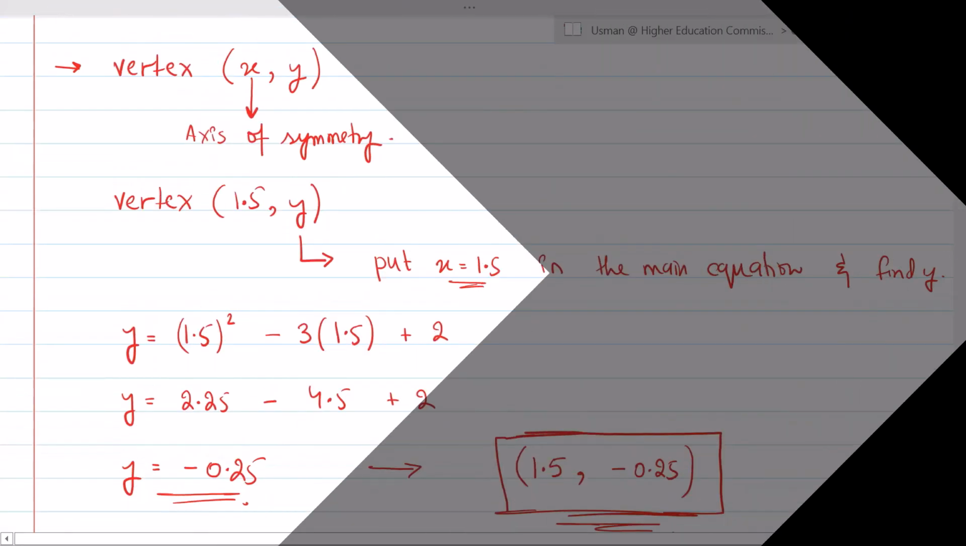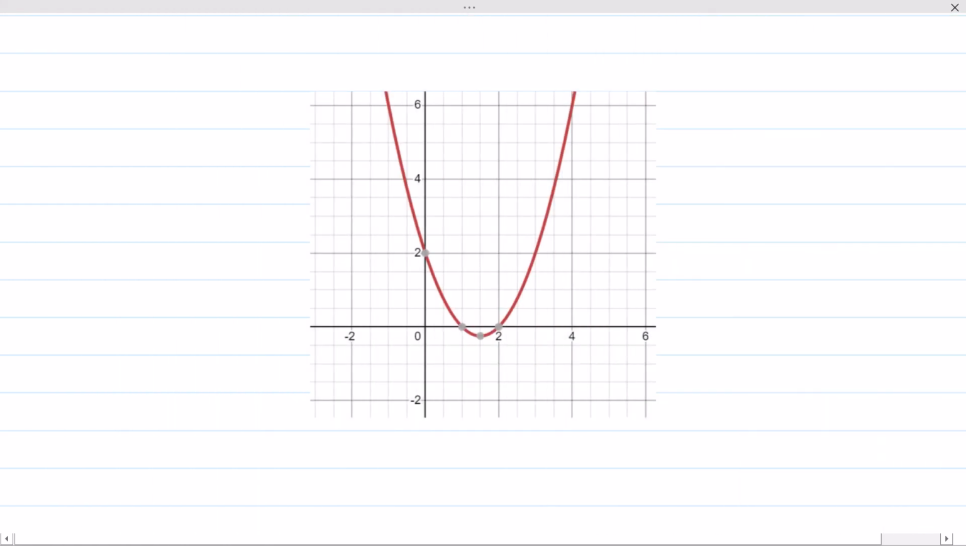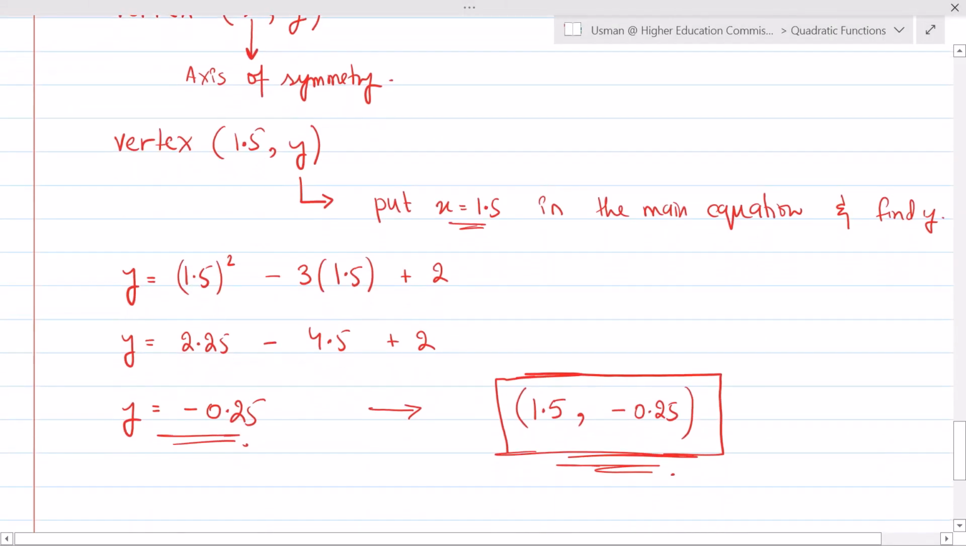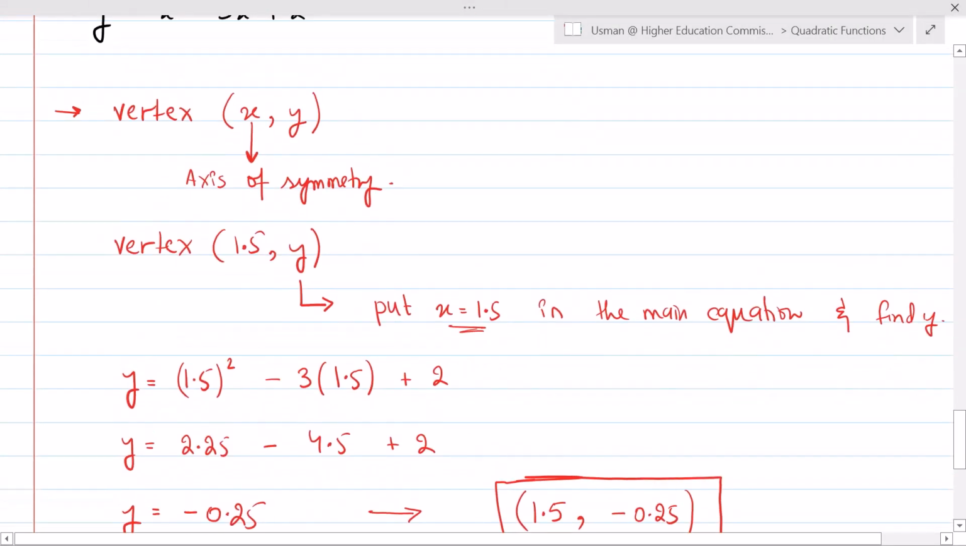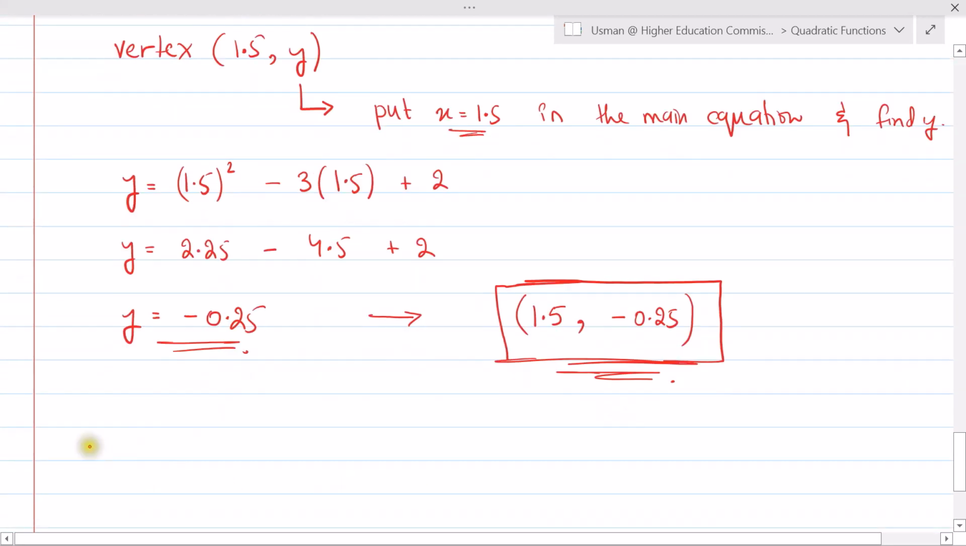Now, we know through the rules of sketching graphs that this quadratic graph is actually a minimum graph, meaning it's a U-shaped or a smiley face. And the vertex is also known as the turning point, which is also known as the minimum point in this case. So we can also write that the vertex is (1.5, -0.25).